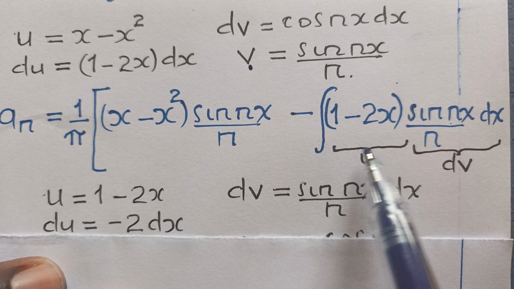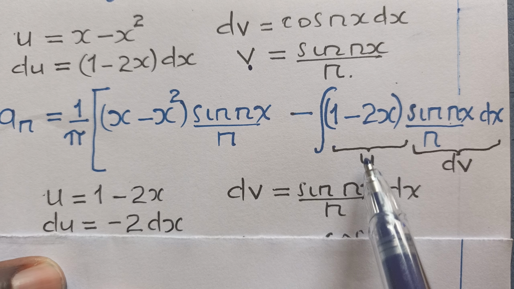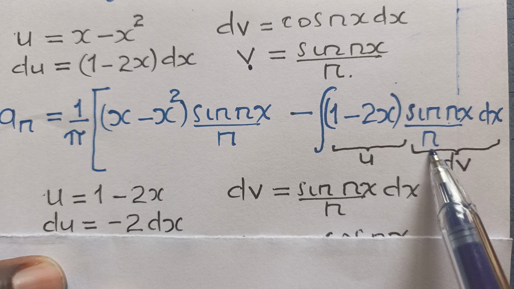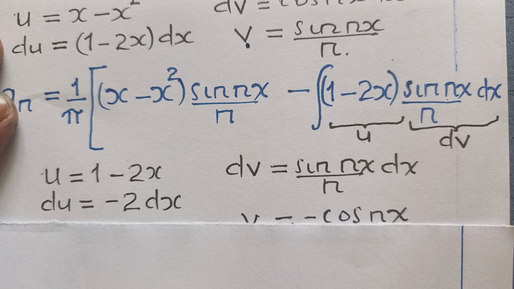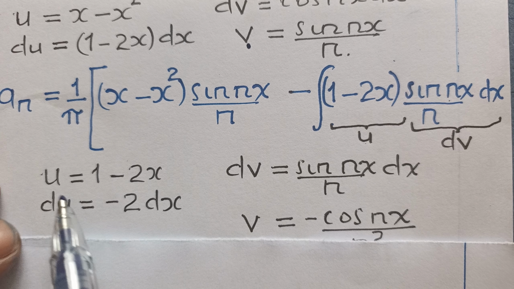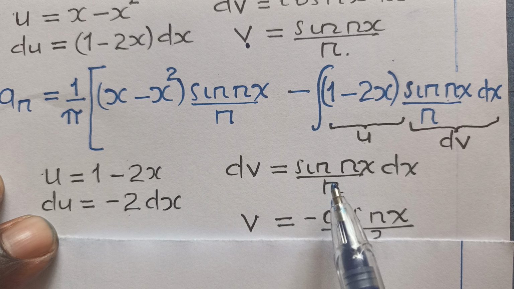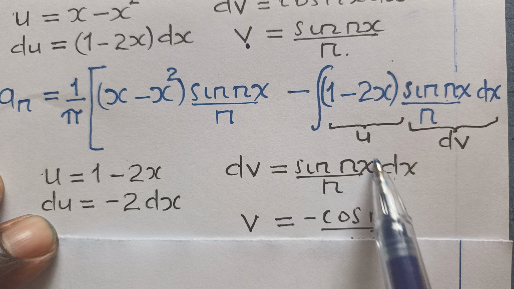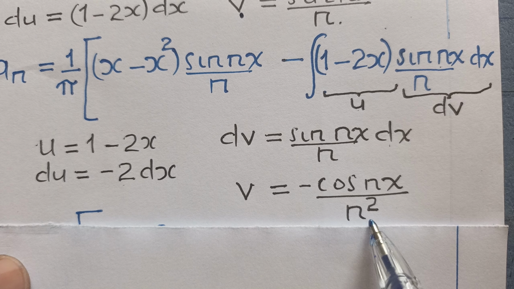Now we are going to integrate this. Integrating this, our next step is where now we give 1 minus 2x as u, and sine nx over n as dv. So guys, we now differentiate that. That is, u is that, and then du, we write that. Sine nx all over n dx, we integrate that. That gives us cos nx over n squared.